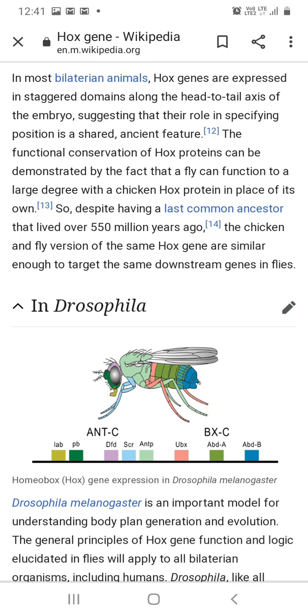In early 1980, Walter Gehring and his associates William McGinnis and Michael Levine, working in Switzerland, and also another group of scientists working in University of Indiana.